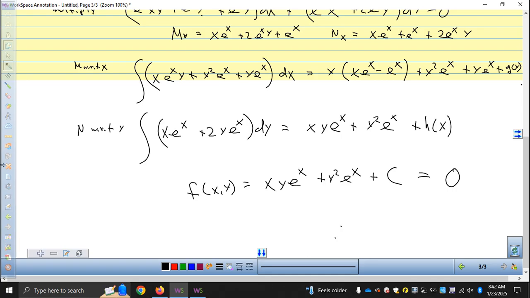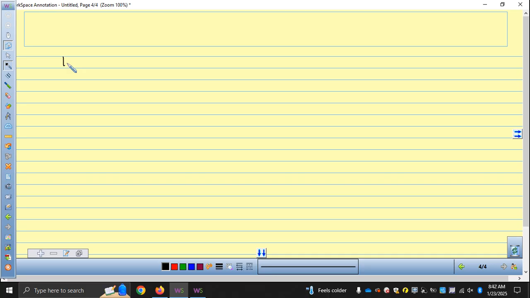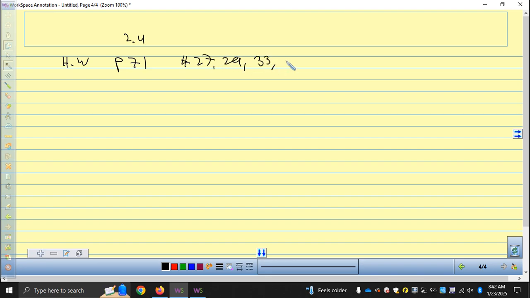So let's see. For this part, the homework that has some integrating factors, what did I assign? Every other odd from 1 through 13, and 25? Is that what I assigned yesterday? So our homework for this that involves integrating factors is in section 2.4. Number 27, 29, 33, 35, and 47.